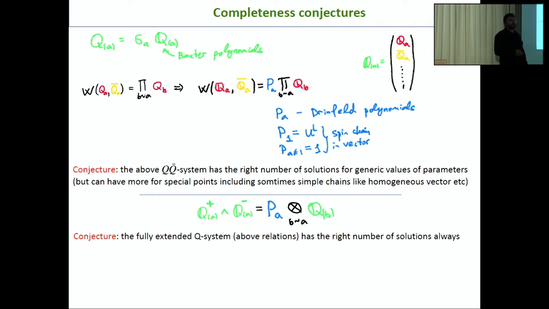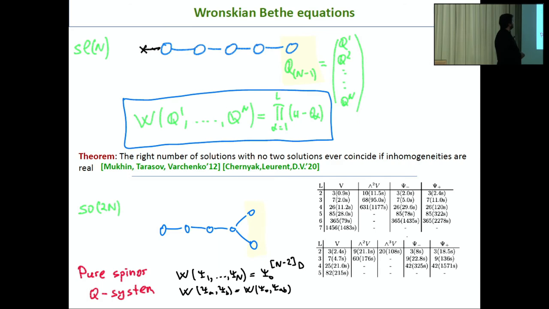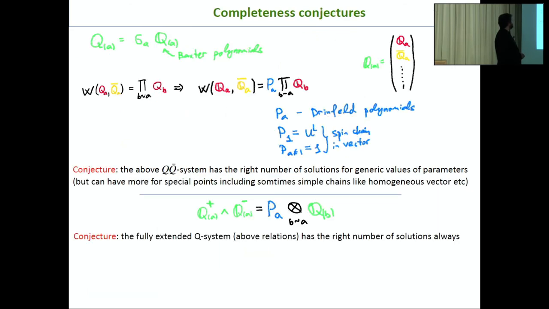Both of them actually fail for specific values. In both cases, you actually have to babysit them to get correct answers. What is the improvement? That this new covariant system, conjecturally, has the right number of solutions always. So it will capture, for instance, all correct exceptional solutions automatically. And this will be a rigorous statement. And then you can reformulate, but this is one thing.